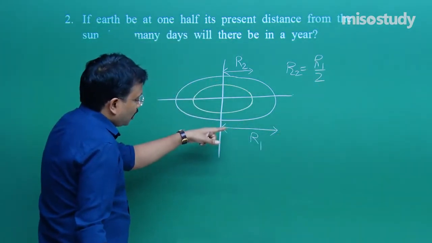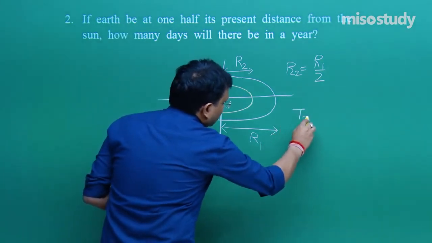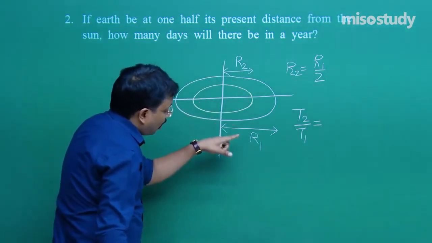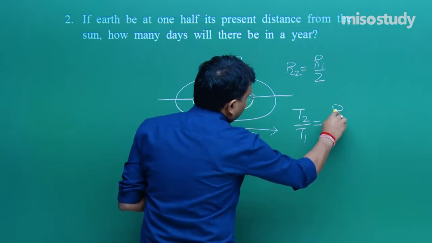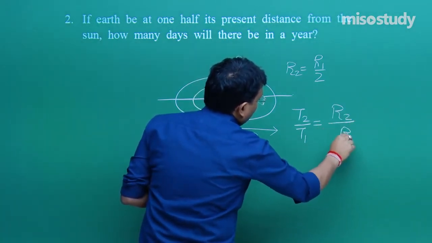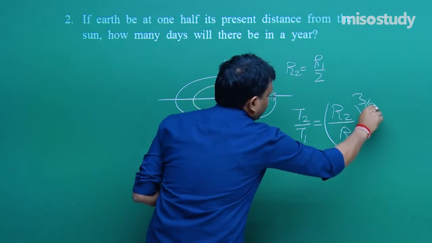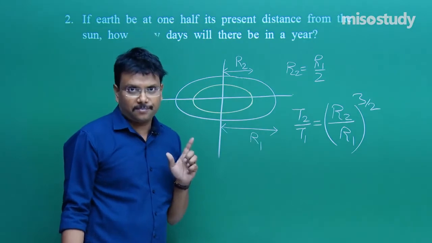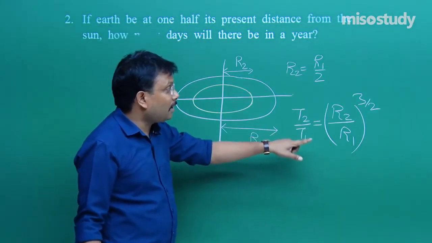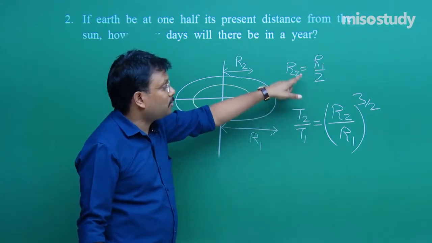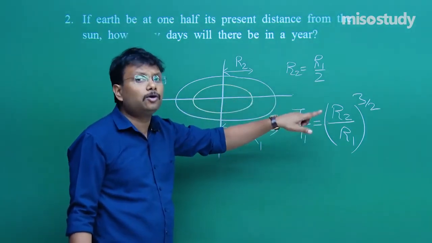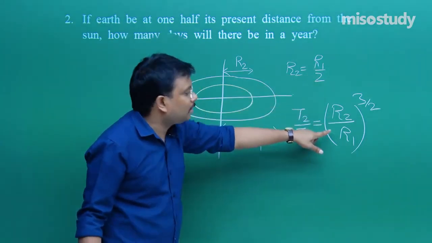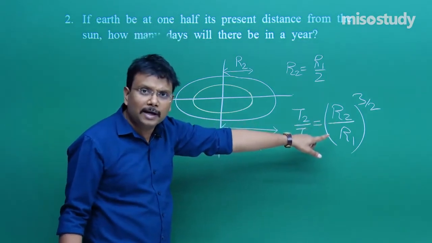Now I can use the formula in this manner, that is T2 upon T1 is equal to R2 upon R1, fine, R2 upon R1 whole to the power 3 by 2. What is the value of T1? 365 days, fine. What is the value of R1? So in terms of R2 or R1, you should have to change one value, and that one is going to be cancelled. Let us say for example, for R2 you will write down R1 by 2. So R1 cancelled, 1 by 2 you will get, fine.